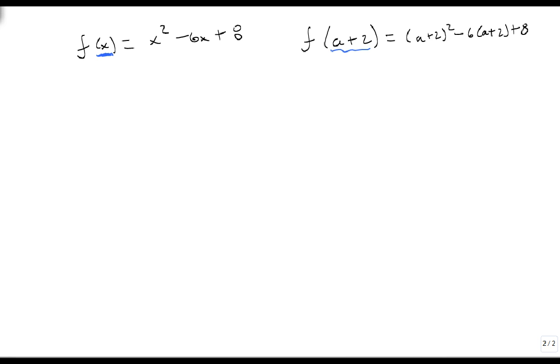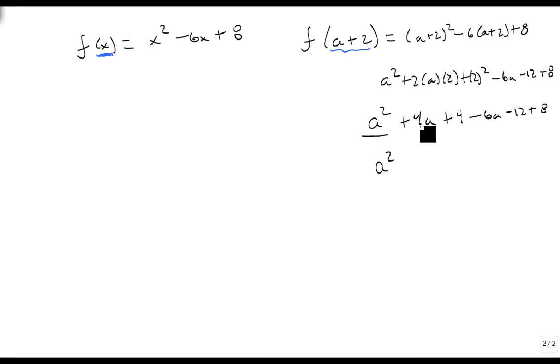For this, I'm going to use the perfect square trinomial of the first one squared plus 2 times the first one times the second one plus the second one squared, minus distribute a 6a, minus 12 plus 8. Well, this is a squared plus 4a plus 4 minus 6a minus 12 plus 8. If we combine all of our like terms, we have just an a squared by itself. 4a minus 6a is minus 2a. 4 plus 8 is 12. 12 minus 12 is 0.